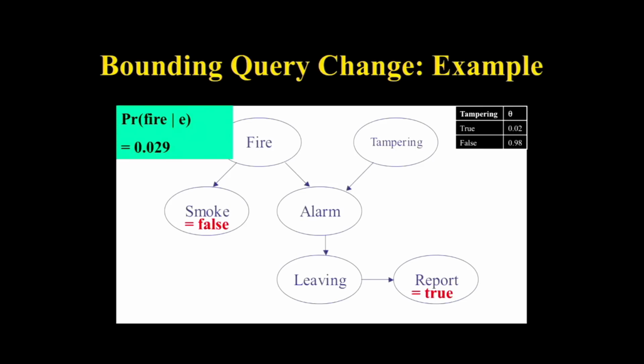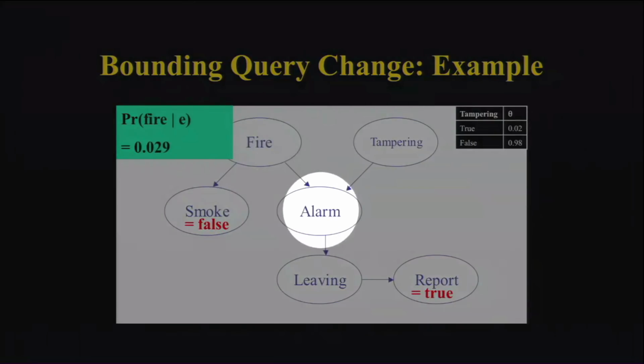This is a network that I guess, did we see this one? Maybe not, a version of it, right? So here's an alarm that is triggered by either fire or someone tampering with it. If there's fire, then you see smoke, the alarm goes off, people leave the building, and someone calls reporting that people are evacuating a building. And what happened here is I have this evidence: there's no smoke and a report that people are leaving a building. If you do this network and compute the probability of fire, you get this in that case, given this evidence.